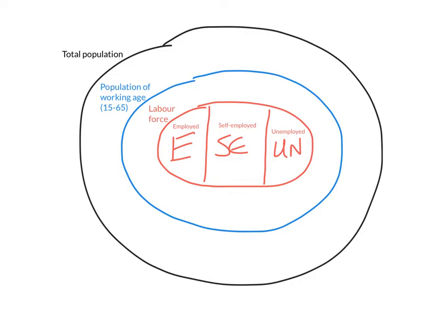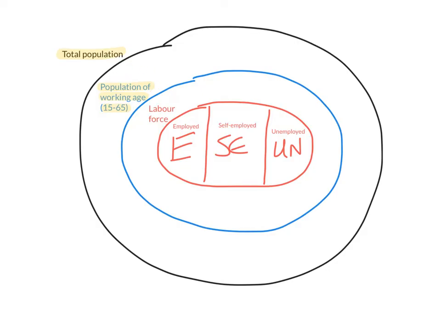So my students find this diagram quite useful in helping them measure and calculate unemployment. So you start off with the total population. So that's everyone in the population. Okay. You pick the people that are of working age. That gives you the population of working age. That's between the ages of 15, as I said earlier, and 65. That's your population of working age.